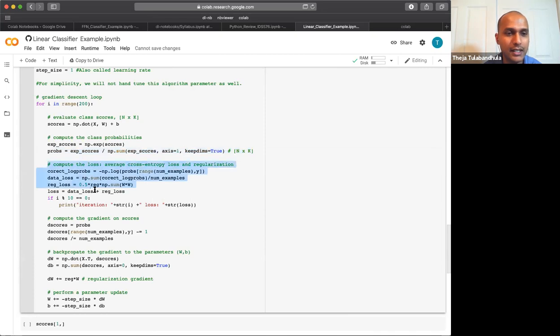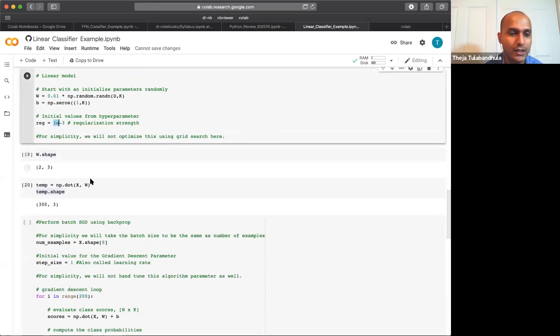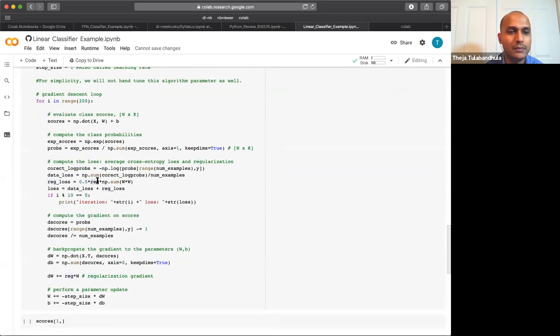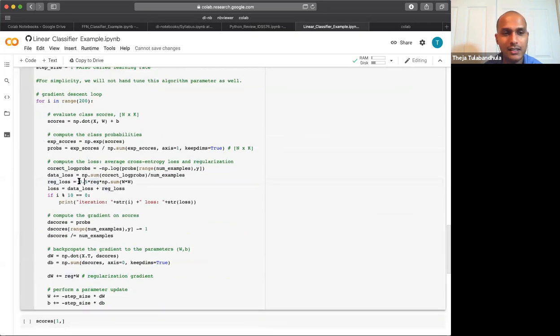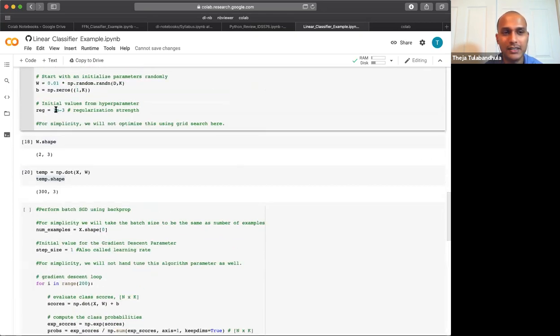So the next step is this L that we saw in the class. Capital L is L data plus regularization. And regularization you can see is 0.5 times lambda times what is reg? Oh yeah, reg is 1e to the power minus 3. I don't know why we wrote 0.5 there. Okay, this is fine. So this is some constant, 0.5 times 1e to the power minus 3. You can see the reg is 1e to the power minus 3.